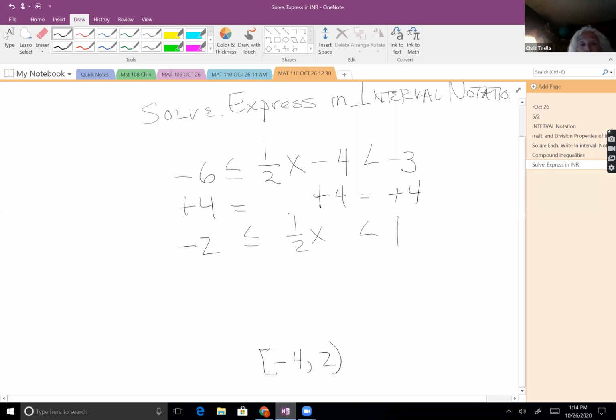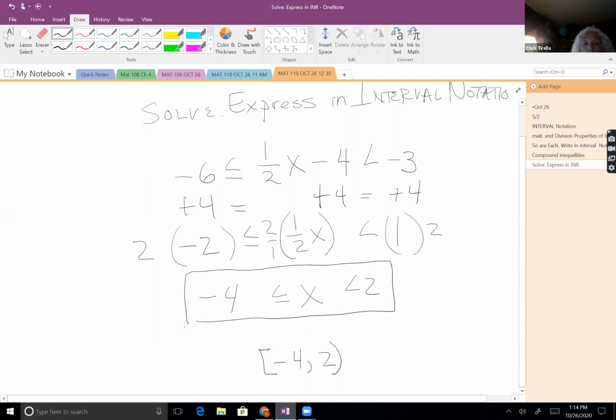Did anybody remember if you have a fractional coefficient, we're going to multiply by the reciprocal. And again, whatever we do to one, we do to all three. Which leaves me with -4. When I multiply by the reciprocal, I just get 1x. And here I get 2. And so my solution is -2 is less than or equal to x is less than 2.